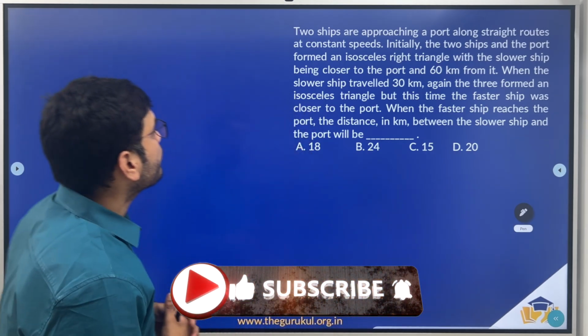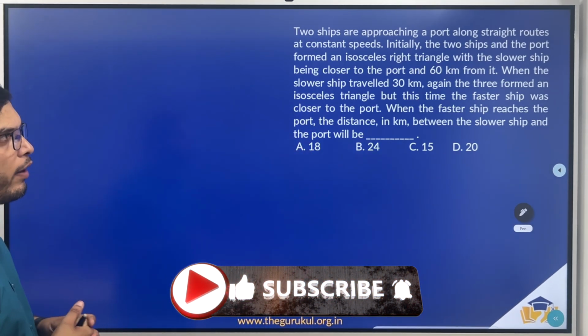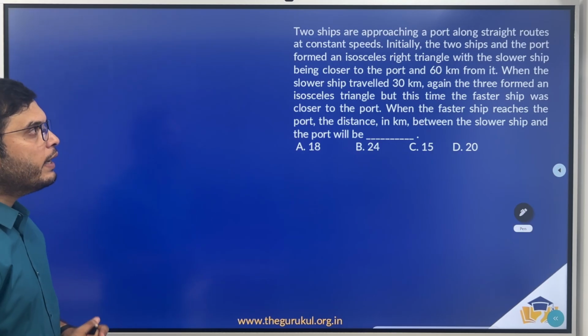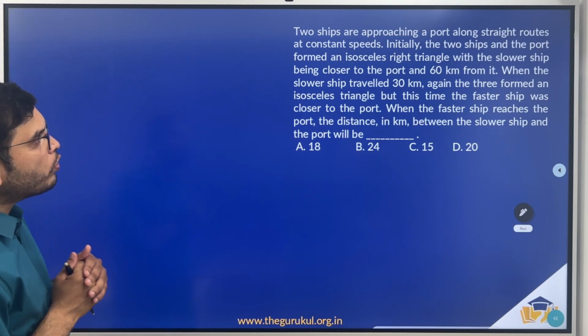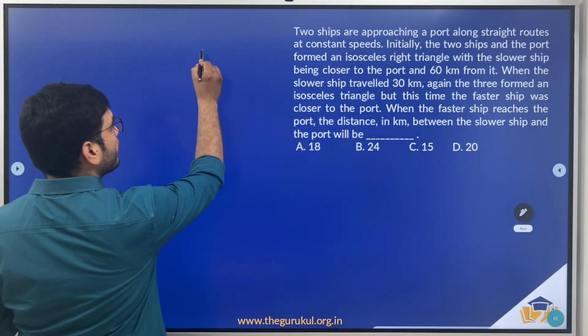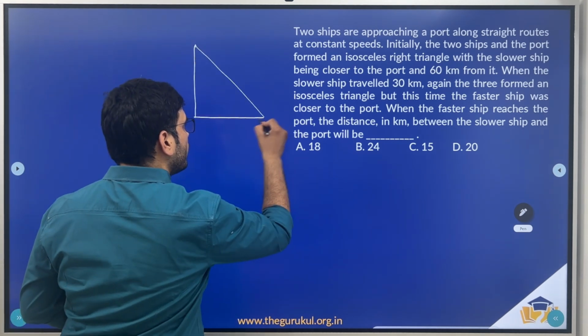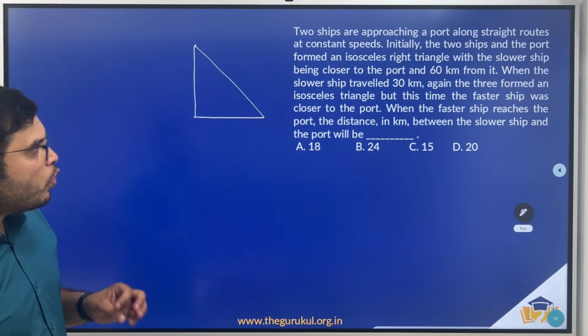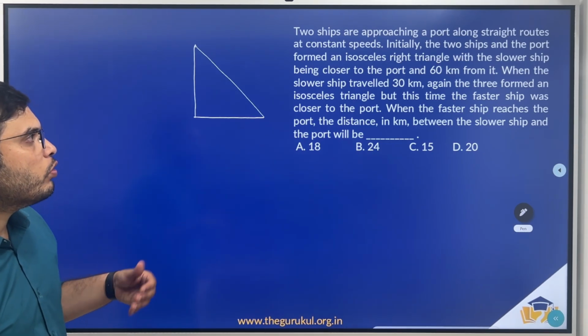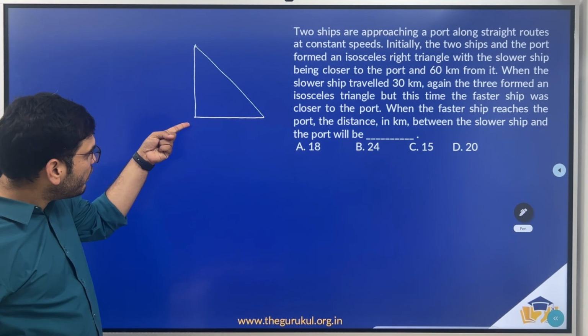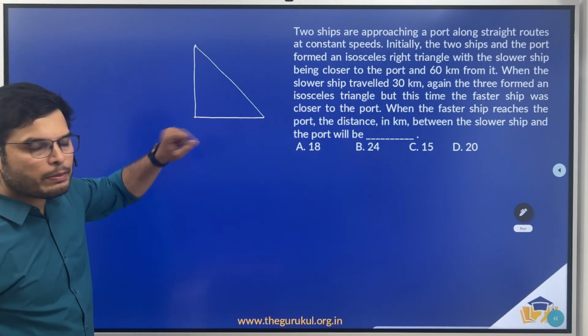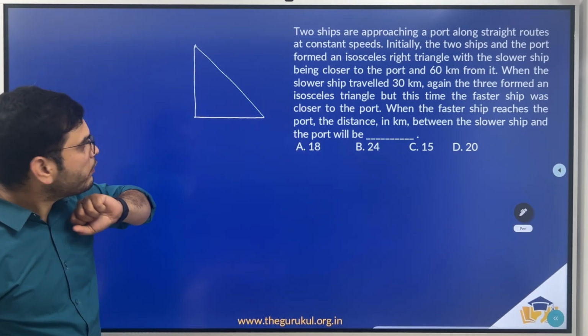Now coming to the last question. Two ships are approaching a port along straight routes at constant speeds. Initially, the two ships and the port formed an isosceles right angle triangle. So we have an isosceles right angle triangle with the slower ship being closer to the port, so this cannot be the port. If this is the port, both the ships will be at the same distance from the port.